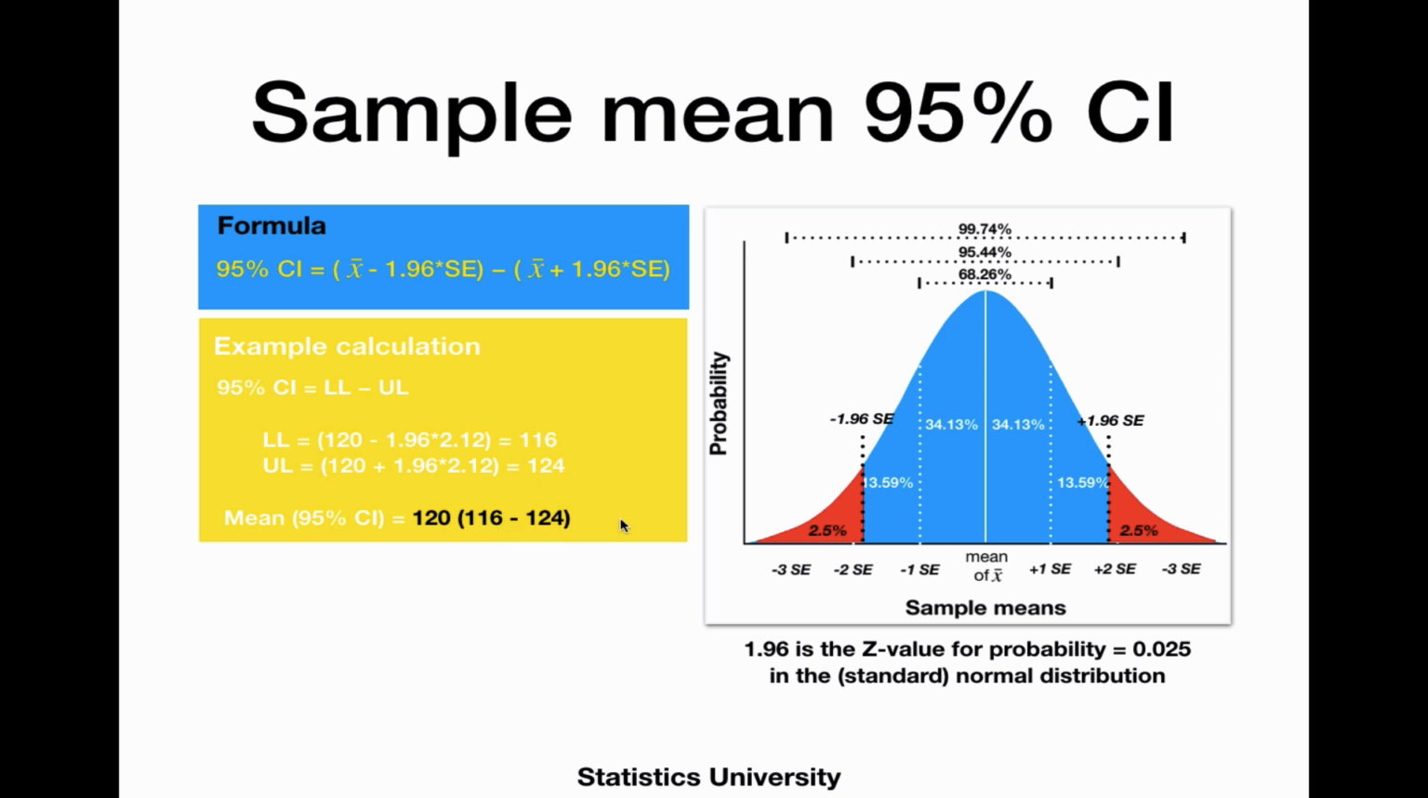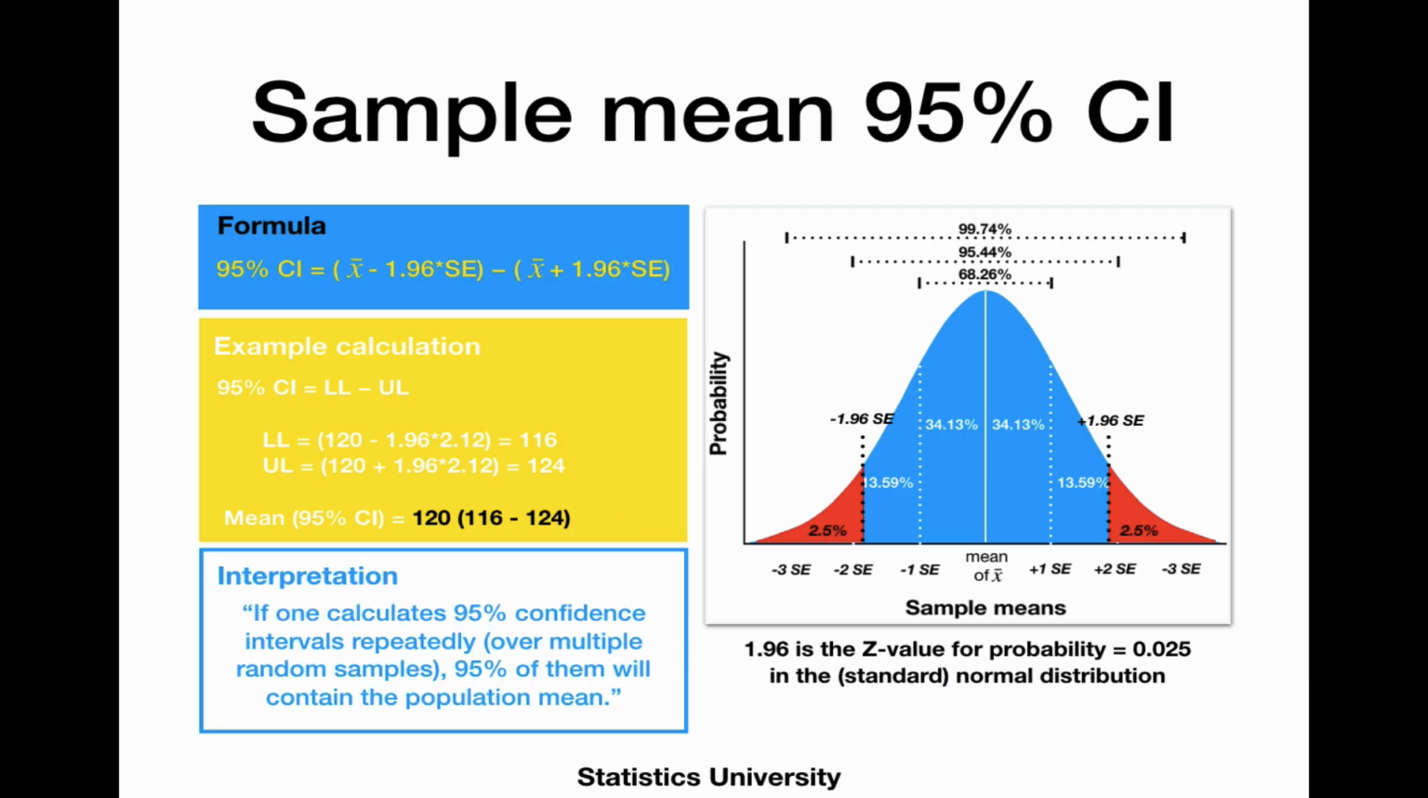the 95% confidence interval. But what does that mean? It means if one would calculate the 95% confidence interval repeatedly, so over multiple random samples, 95% of them will contain the true population mean. So this again is a very theoretical concept because we're not going to repeat our study multiple times. It's just that the intervals depict likely values for the population value.